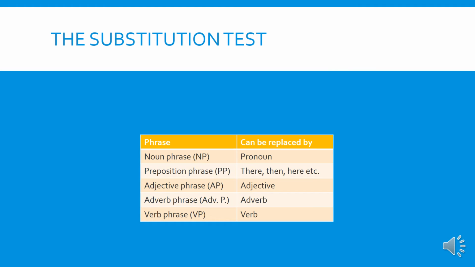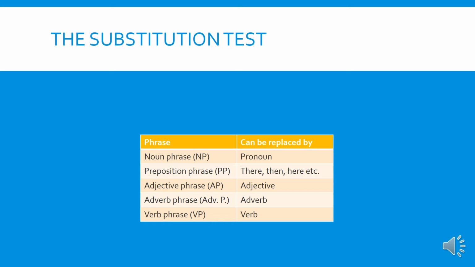Then how do you know that something is a phrase? How do you know that something is a constituent? How do you know that certain words belong together? You can't always trust your intuition there. So if you're in doubt, one very helpful thing to do is to apply the substitution test.